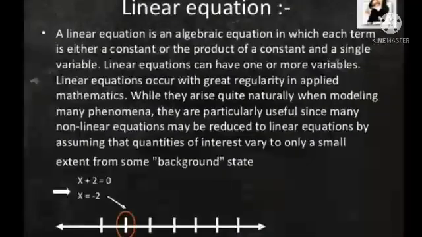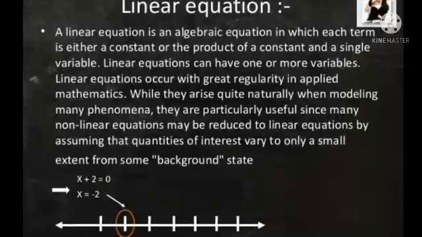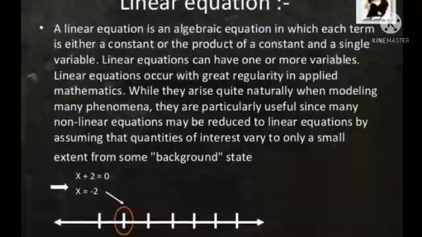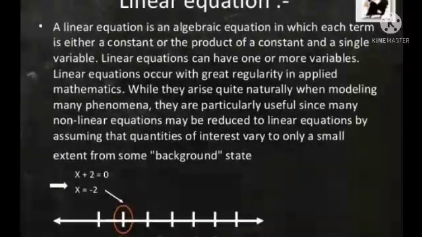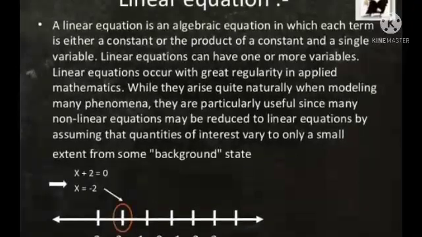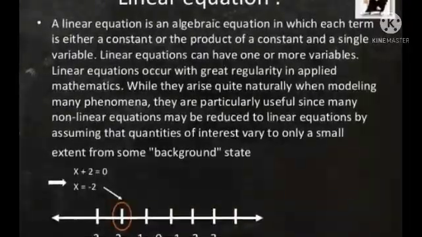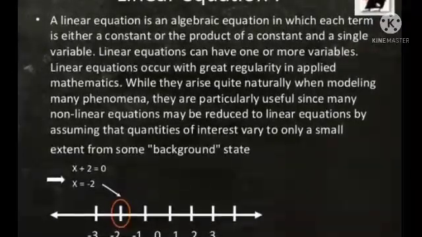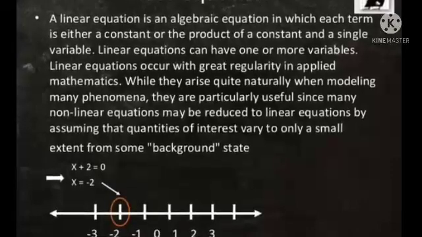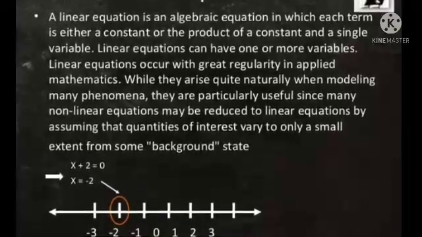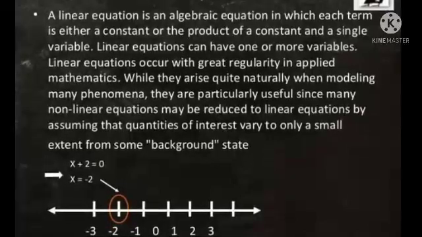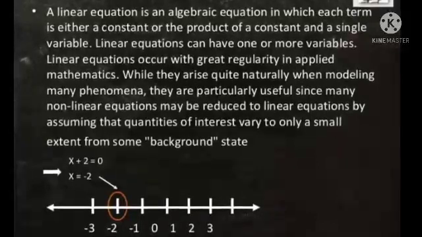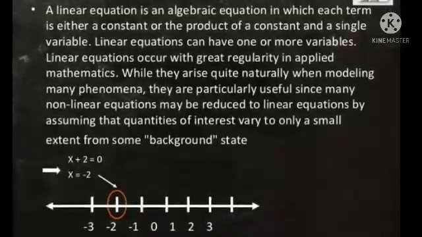Linear equation. A linear equation is an algebraic equation in which each term is either a constant or the product of a constant and a single variable. Linear equations can have one or more variables. Linear equations occur with great regularity in applied mathematics, while they arise quite naturally when modeling many phenomena. They are particularly useful since many nonlinear equations may be reduced to linear equations by assuming that quantities of interest vary to a small extent from some background state.